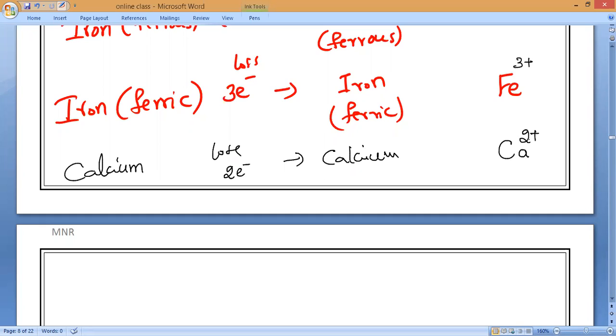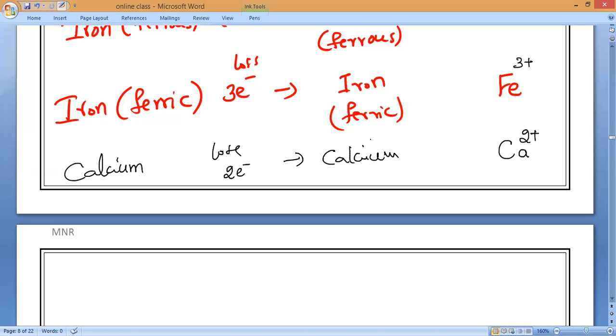Understanding? So this is how the cation names never change from their respective elements. Elements and cations always have the same name. Is it okay, guys? Are you clear, everybody? Hope everybody understands.